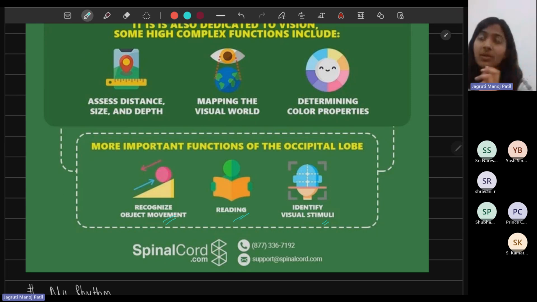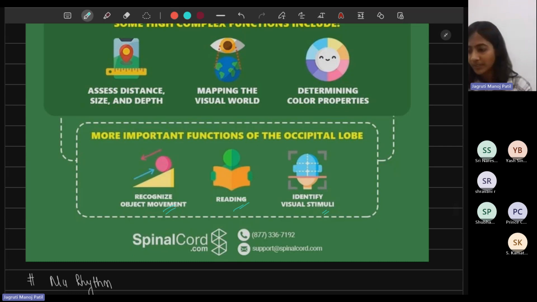If something's going on, if it's a ball or a stone hurting you, you'll know what you want to do and what sort of action you'll have to take for that. So that's what your occipital lobe does for you.